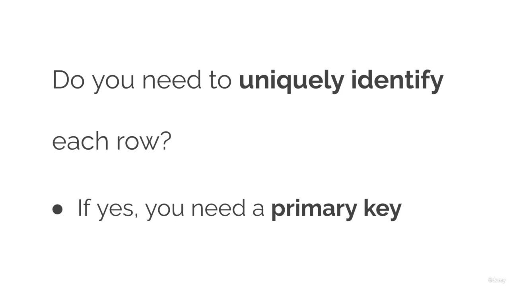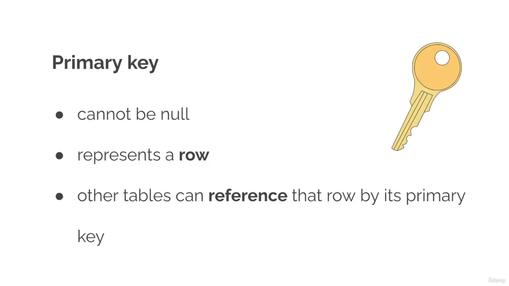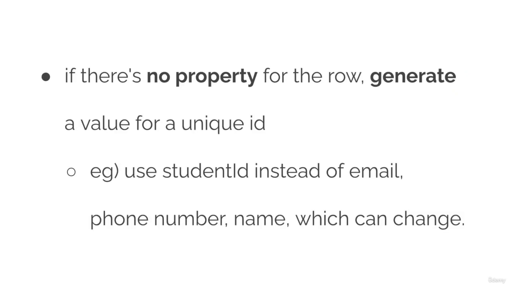For example, to identify a student in a student's table, they could have a student ID, because that way you could find that student in the database. The primary key cannot be null, because if it's null, you have no way of accessing the row. The primary key is a way to represent a row, and other tables can reference that row by its primary key. If there's no property for the row that you can use as the key, then you can just generate a value for a unique ID, and that will be the key.